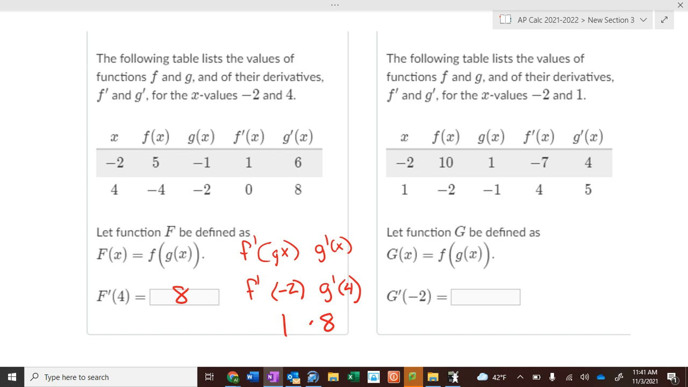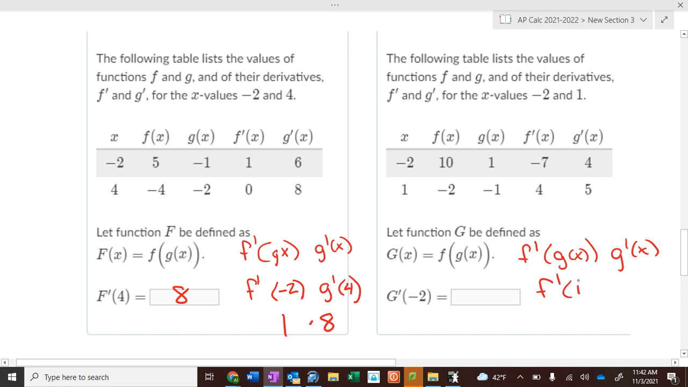Now that you've seen one of these, the first derivative of f at g times the first derivative of g. Okay, so what is g of -2? What is g of -2? 1. So you need to find the first derivative of f at 1 times the first derivative of g at -2. What's the first derivative of f at 1? 4.